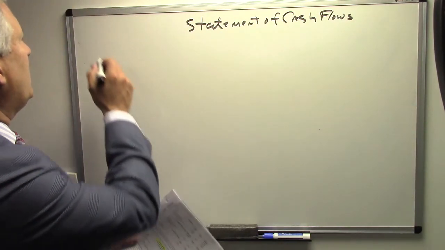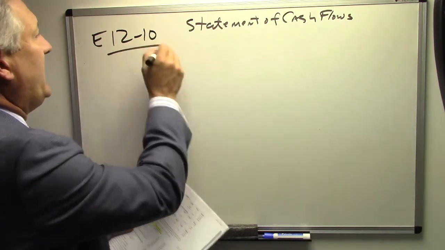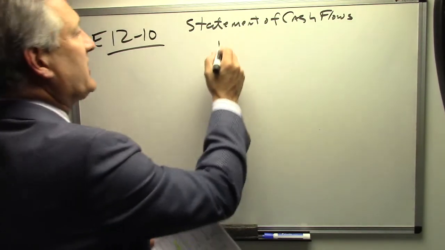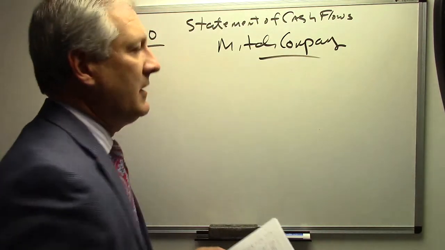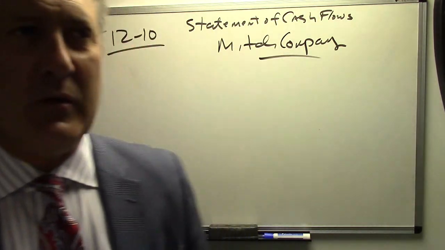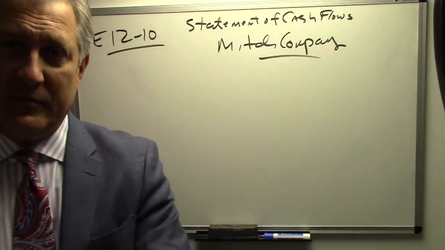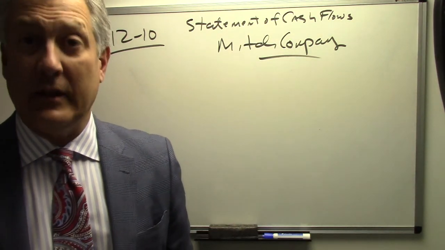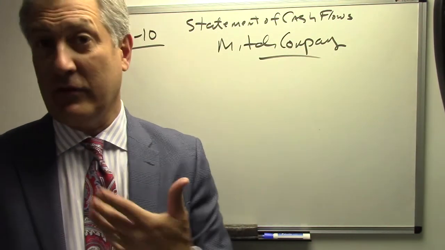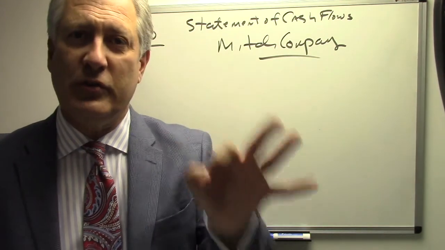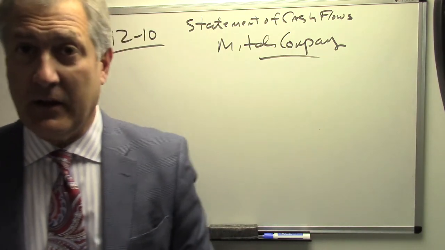The first one we're going to take a look at is exercise 12-10, and this is for Mitch Company. If you remember the PowerPoint presentation, we had 4 steps that we want to use when it comes to preparing a statement of cash flows. The first step in preparing a statement of cash flows using the indirect method is to go to the income statement and start with net income.